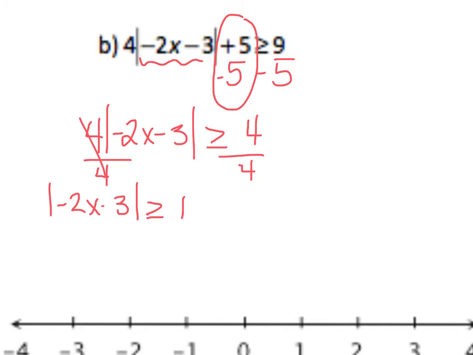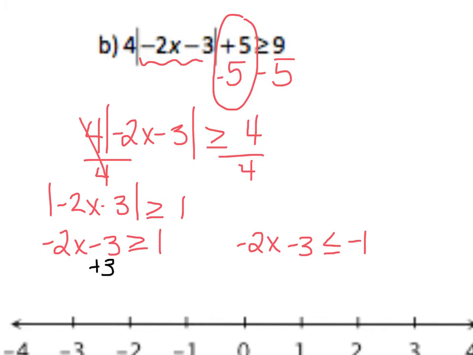And now I'm going to separate them, -2x minus 3. Keep the first one the same. Then I'm going to change the number on the end and the inequality sign for the second one. So the first one is -2x minus 3 is greater than or equal to 1, and then the second one is -2x minus 3 is less than or equal to -1. And I'm going to solve those just like I would before. Add 3.